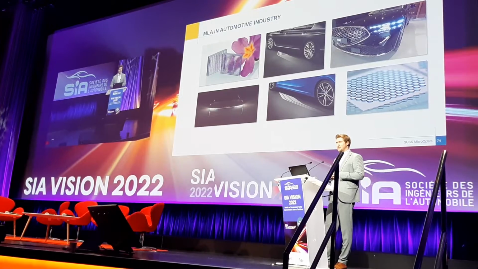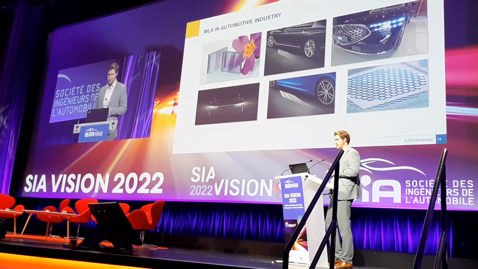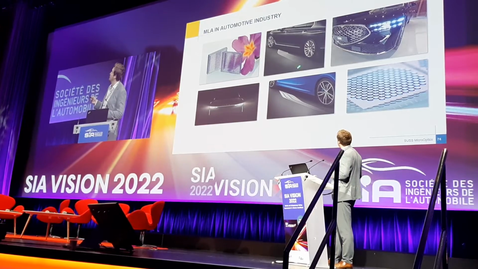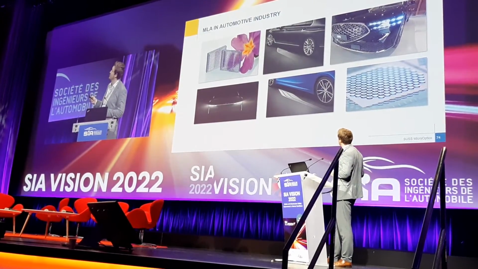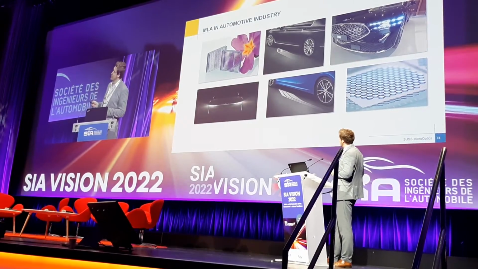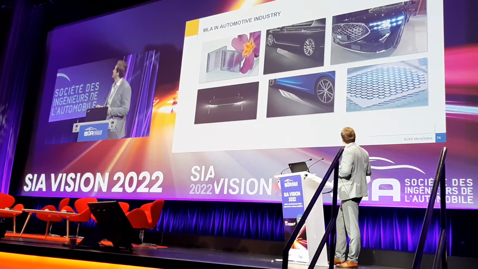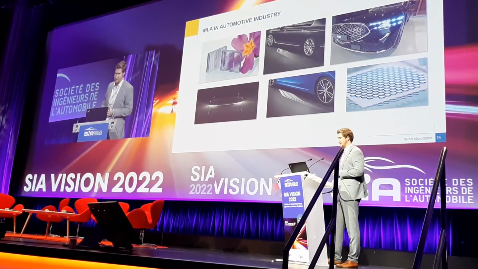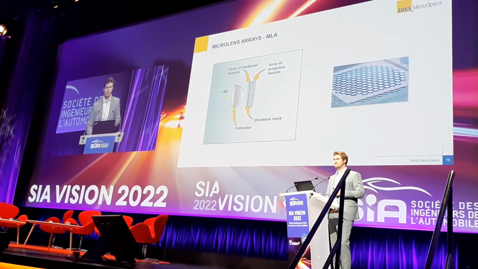So now I come to the micro lens arrays. These are the parts that we are manufacturing. Different applications: the light carpet, as I've shown before, a very small system, projecting on the ground. The first micro-optical headlamp, the Lucid Air, and the second micro-optical headlamp on the market is the Genesis G90.